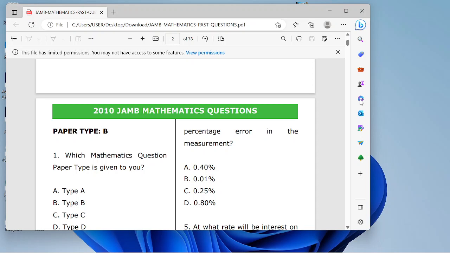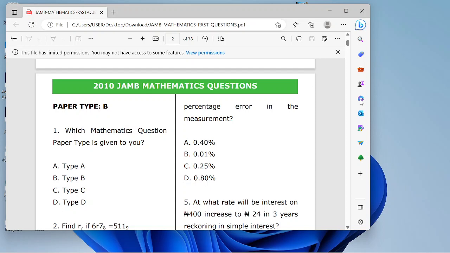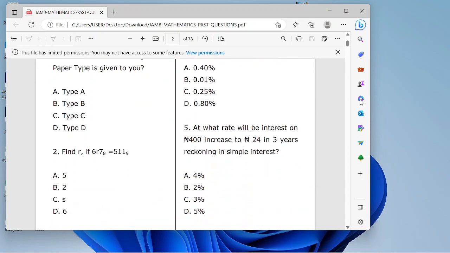So how do we go about this? If you look at this topic, you will see that it is under percentage error. So looking at percentage error as a topic, that is what we are going to start with this morning.